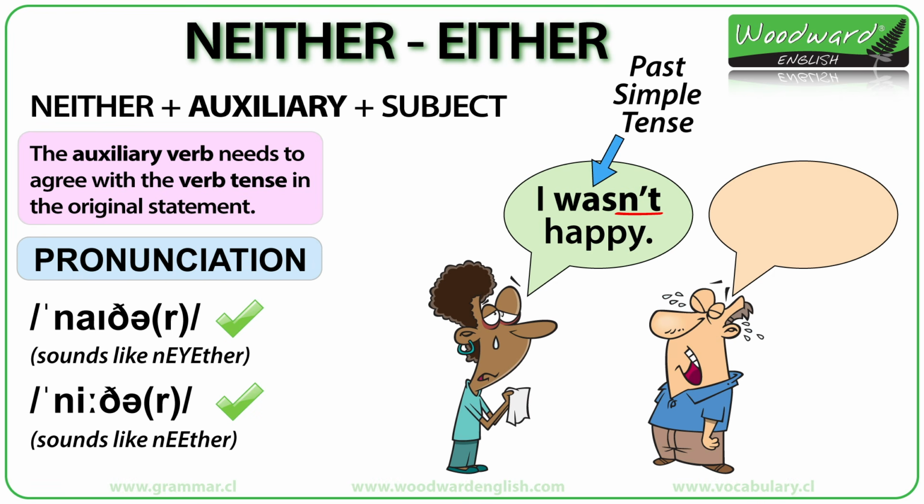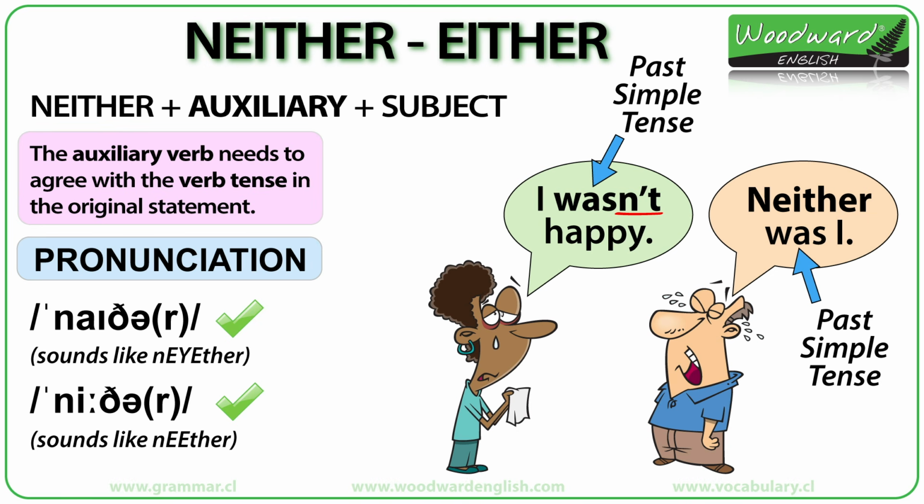The past simple tense. Since we need to have the same tense, what would the man's response be to agree with the woman's statement? Neither was I. Both sentences are in the past simple tense. Neither was I means I wasn't happy either. So the complete interaction is I wasn't happy, neither was I.